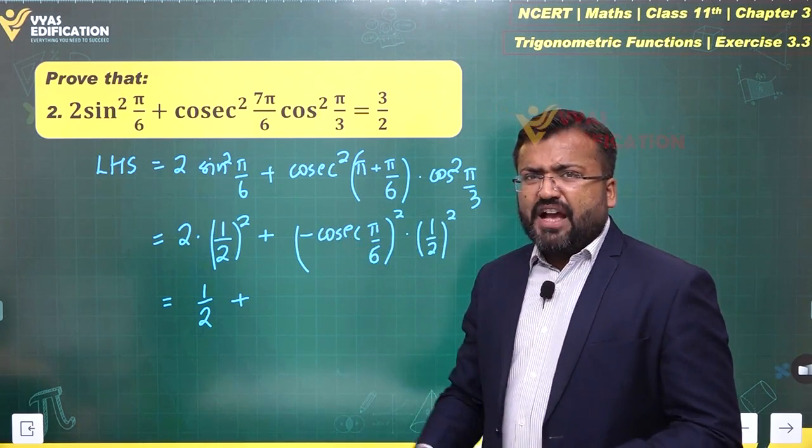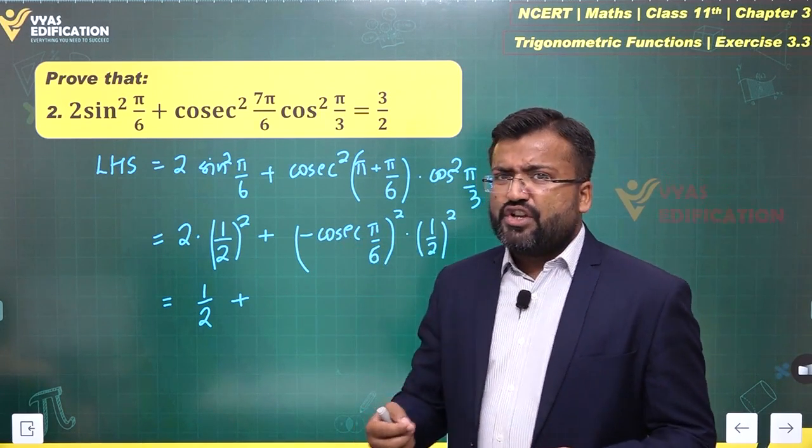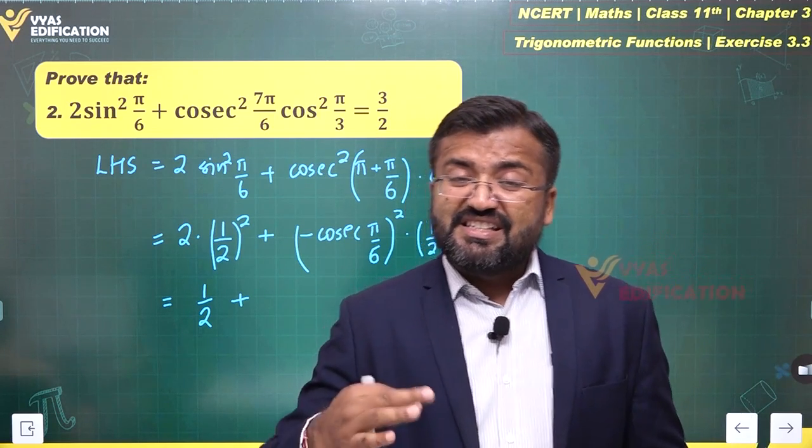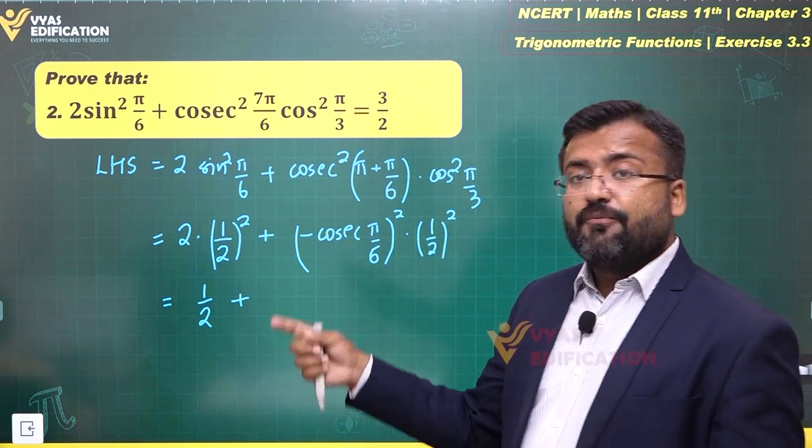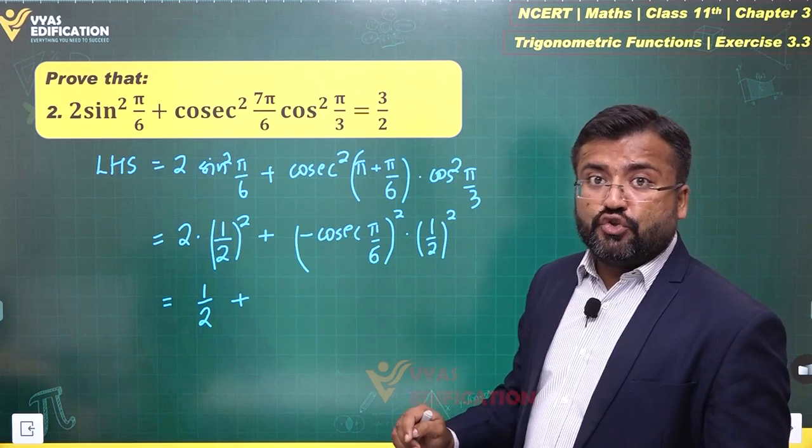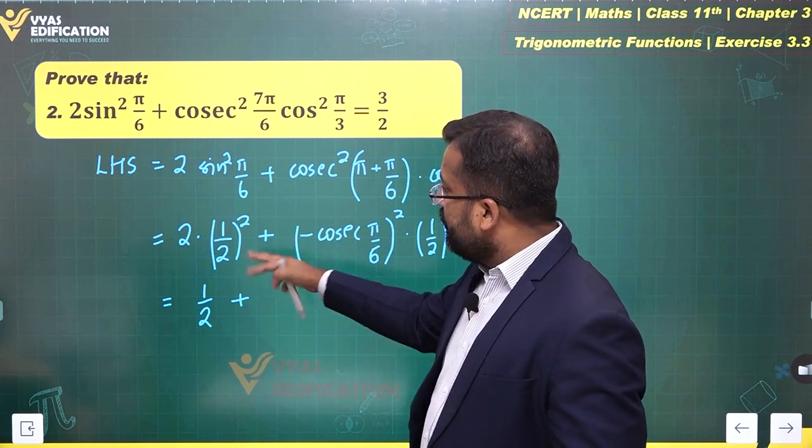Minus square would be actually plus cosec pi by 6. Now, what is cosec pi by 6 equal to? Cosec pi by 6 is the reciprocal of sine pi by 6, which is, the final value will be equal to 2. So, reciprocal of 1 by 2 would be 2.